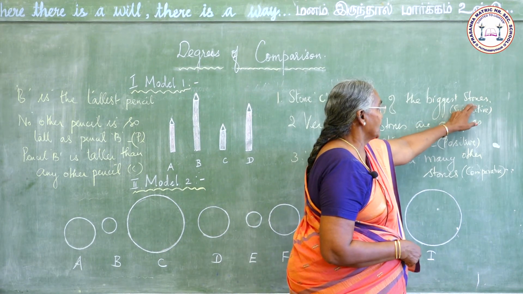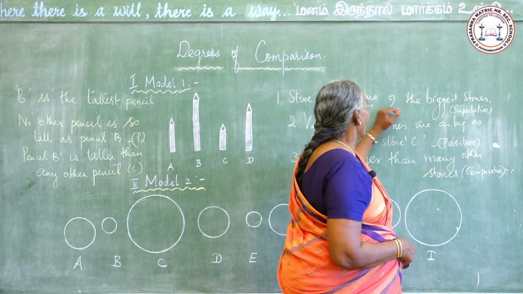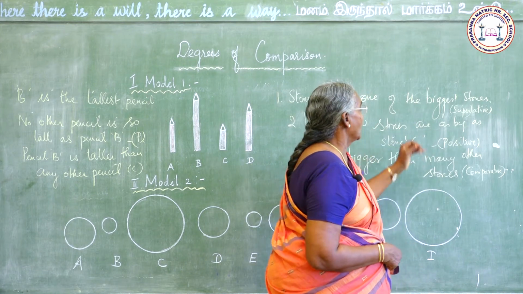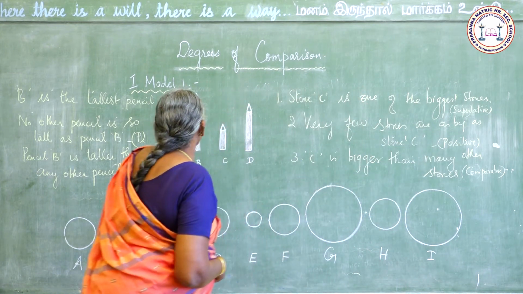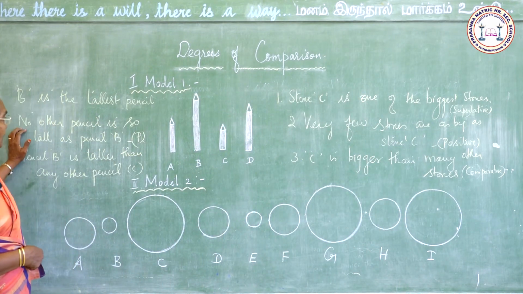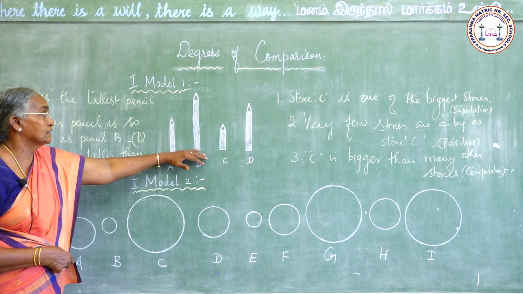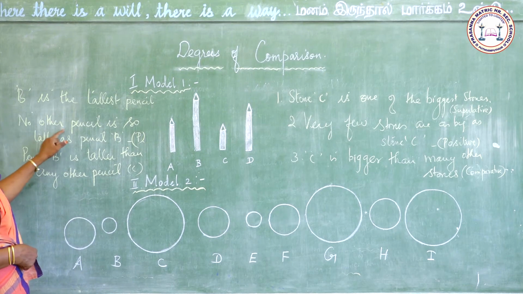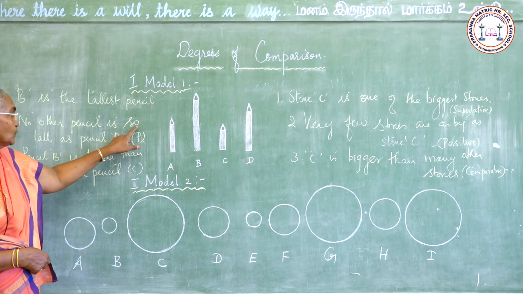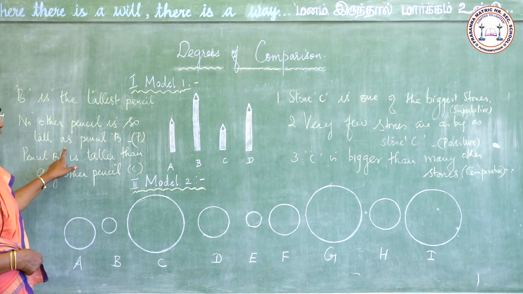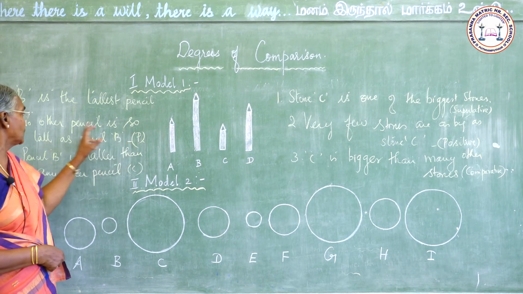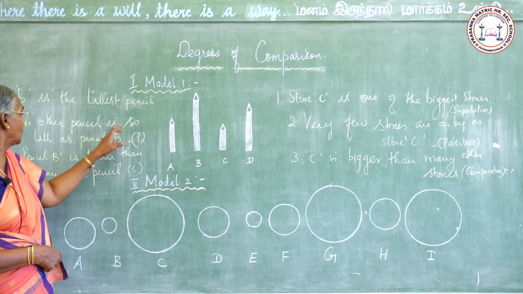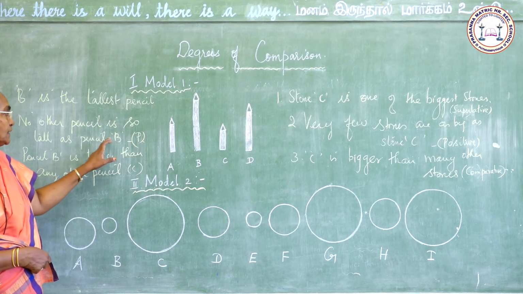Here, in the superlative, comes the plural form: one of the biggest stones. There are many stones, and it is one among them, so we use plural there. And here, no other pencil is so tall as this pencil. We should not use "as tall as". We should use "No other pencil is so tall as pencil B."